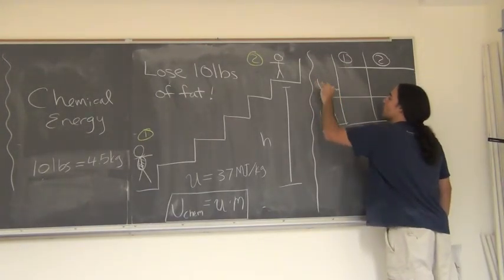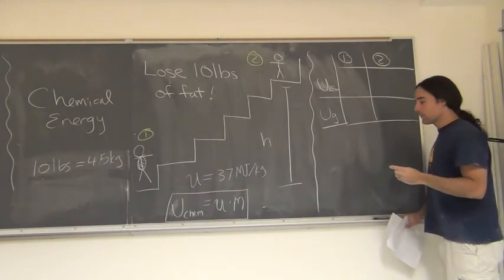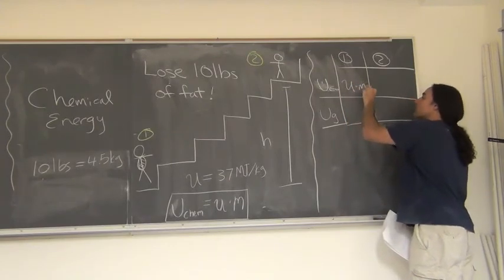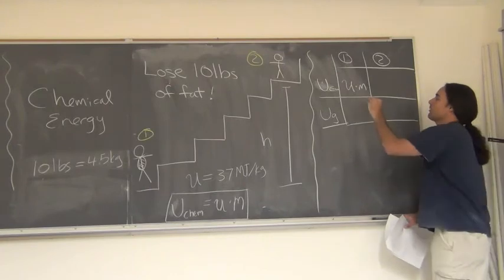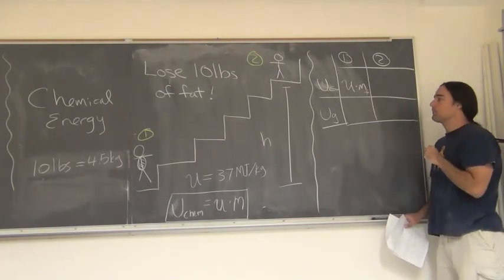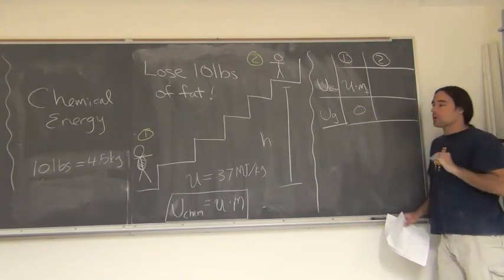So let me just call this U_C for chemical potential energy. And initially, I have u times the mass of the chemical. In this case, the mass of the fat, so I'll call that m_F for the mass of the fat. But I'm on the bottom floor, so I don't have any gravitational potential energy.